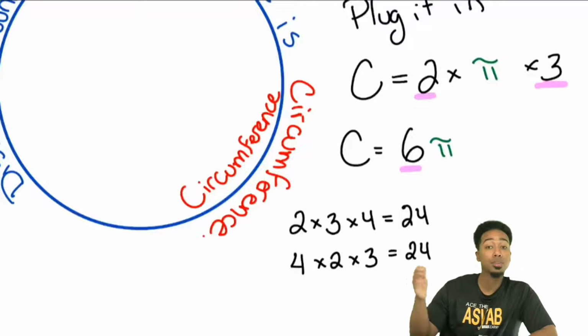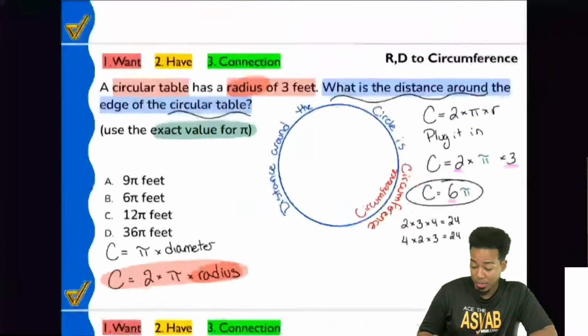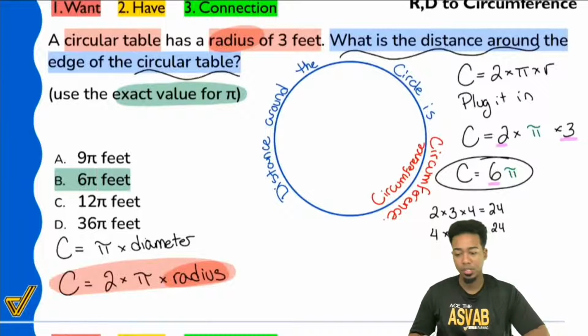So the 2 times pi times 3, yes, that is 6 pi. That's your answer. And boom, we are good. 6 pi feet.